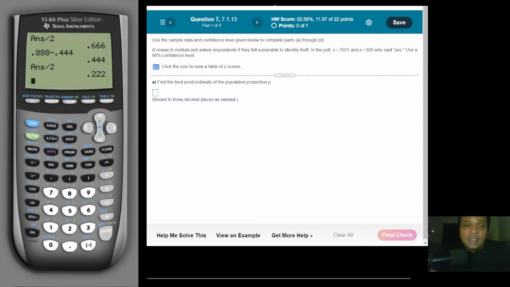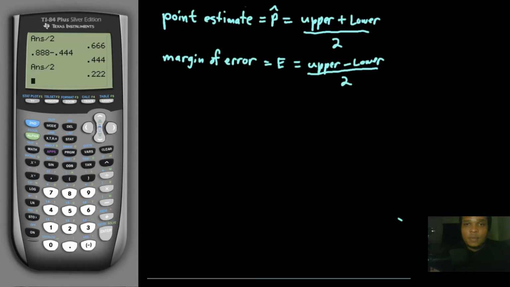To find your P hat, let's go here. There's another way that you can write your P hat. P hat can be written as X divided by N. Don't we have our X? Our X is going to be 503. So we have 503. And our N is going to be 1021. So go ahead and divide that by 1021. We're going to put that in our calculator. So we have 503 divided by 1021. And this is going to be our P hat.